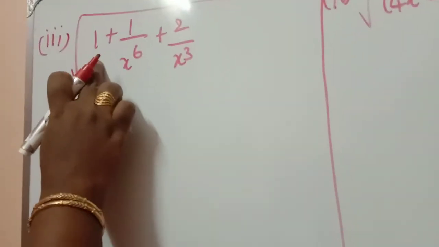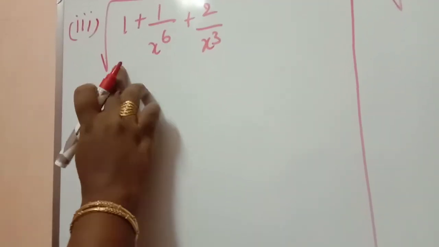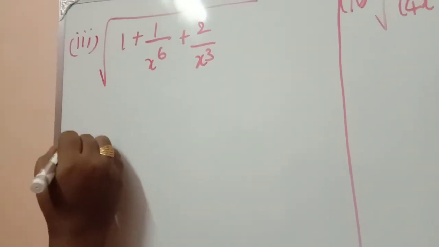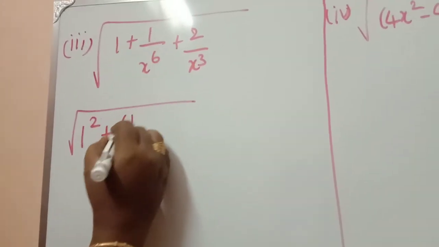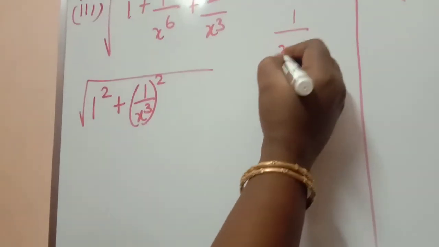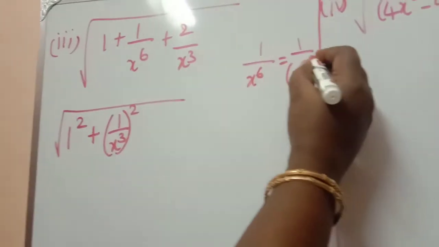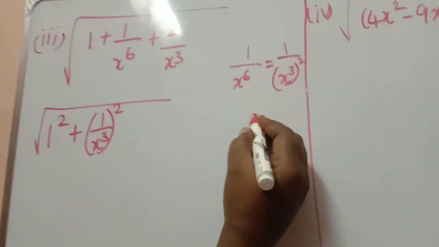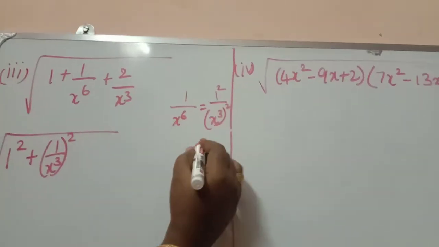Find the square root of 1 plus 1 by x power 6 plus 2 by x cube. First see among these three terms which are perfect squares. 1, it is a square of 1. 1 by x power 6, it is a square of 1 by x cube, the whole square. 1 by x power 6, we can write it as 1 by x cube the whole square. Power of a power, multiply the powers, so x power 6. So this we can write 1 as 1 square, 1 by x power 6 as 1 by x cube the whole square.